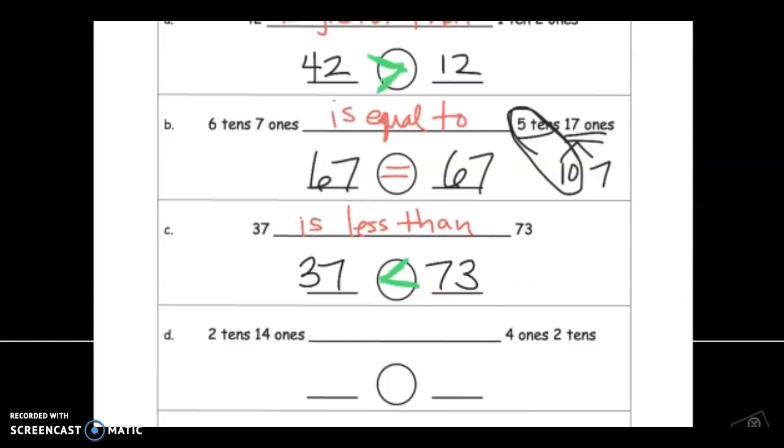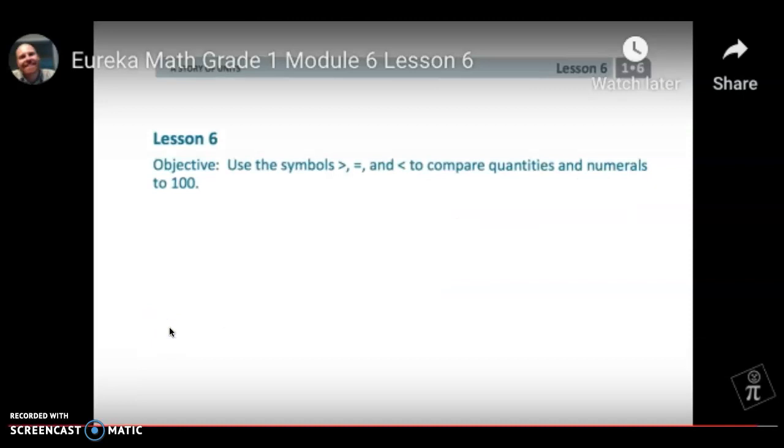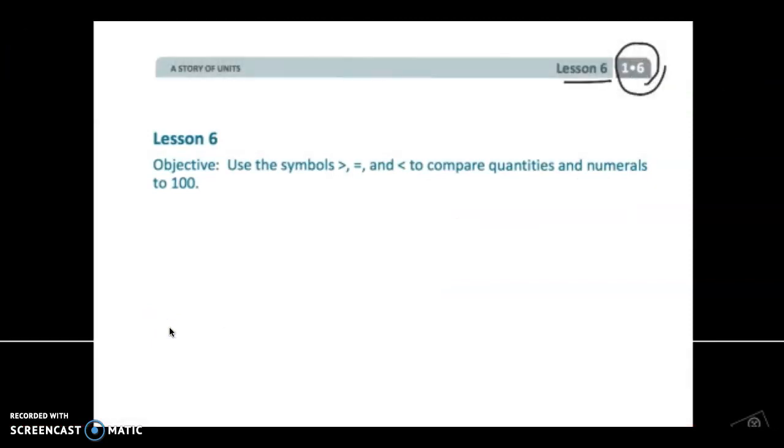This is how we're going to begin connecting words to the symbol by thinking of it as a sentence and saying, well, how do we make this sentence make sense? Is 37 greater than 73? No. 37 is less than 73. And that wraps up first grade Module 6, Lesson 6, using a mnemonic to teach students how to use these symbols and how to say them in words.